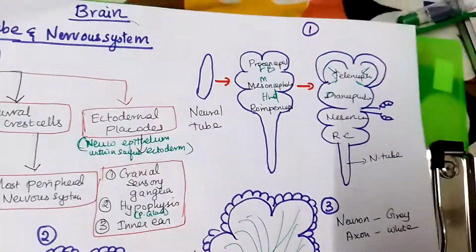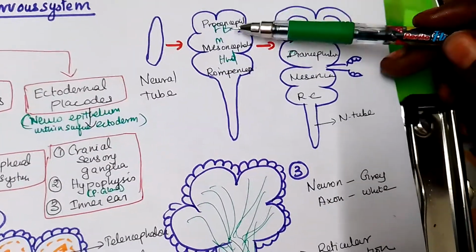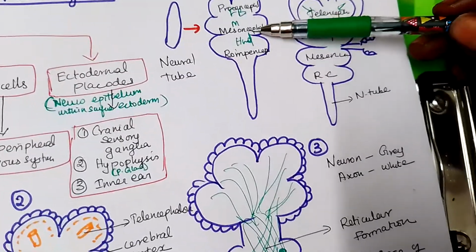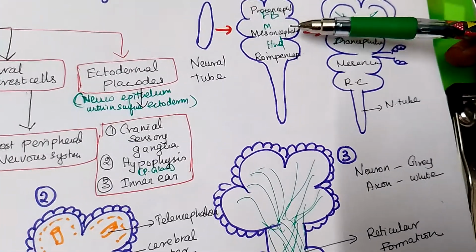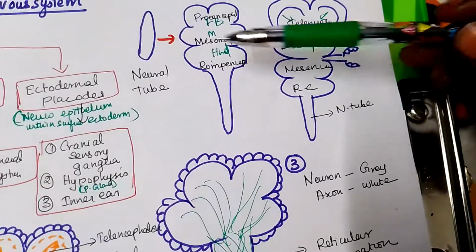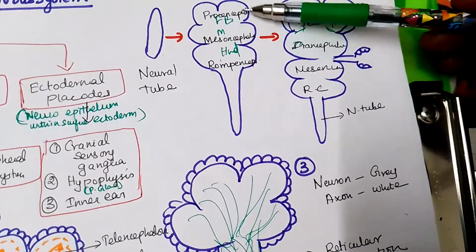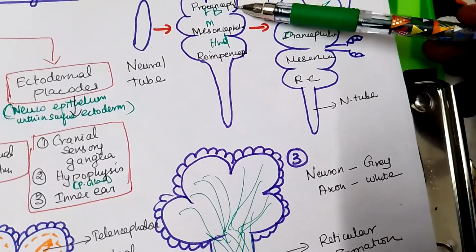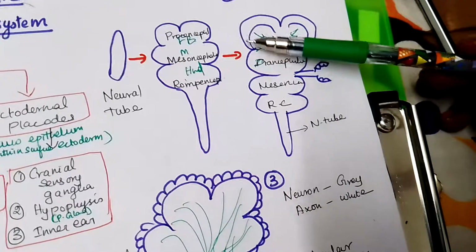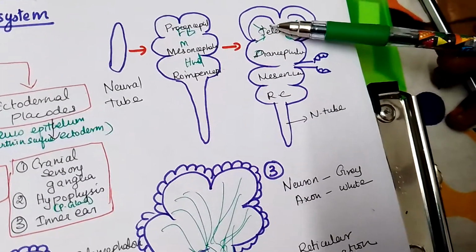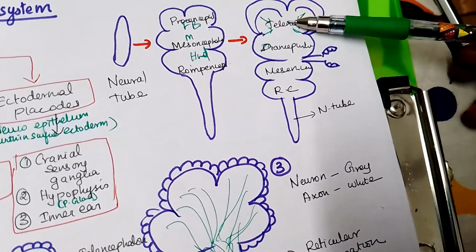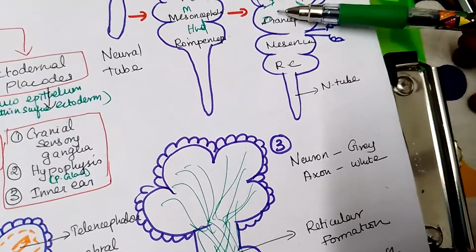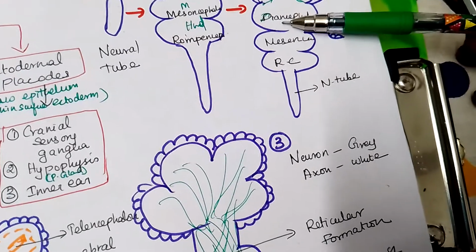So the forebrain is made up of the prosencephalon, the midbrain is the mesencephalon, and then the rhombencephalon. From the neural tube, this bulging started to come. Then in the prosencephalon, in the upper part, again two cavities will be forming, and it starts to develop cells called the telencephalon, and the deeper part, the diencephalon.